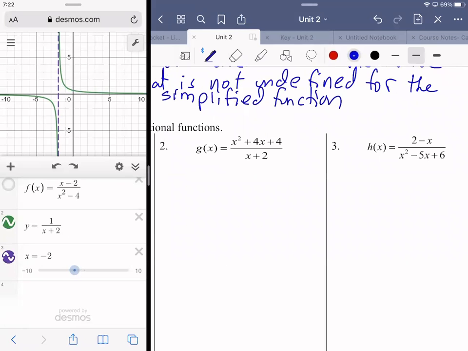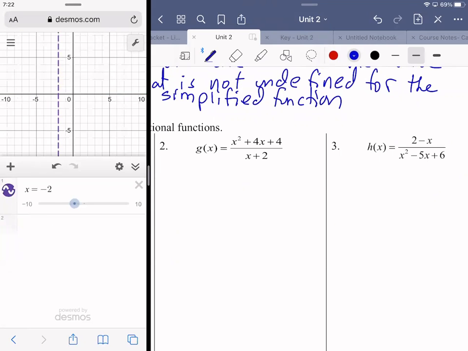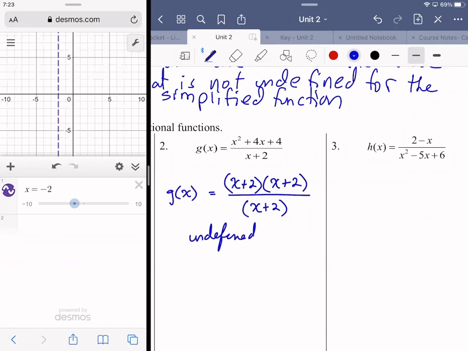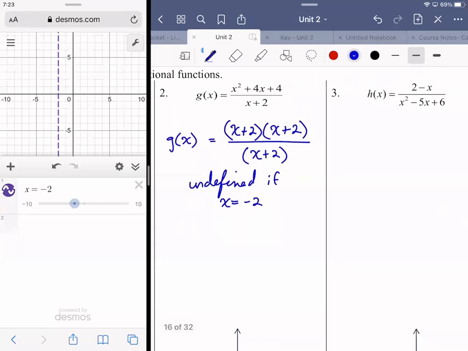Let's do number 2. So factor, we have x plus 2, x plus 2 on the top, x plus 2 on the bottom. Right, this is undefined if x is equal to -2. So then you simplify, which means that you're going to cancel the denominator, in this case, with only one of the factors on the top, leaving you with just an x plus 2. That one is never undefined.